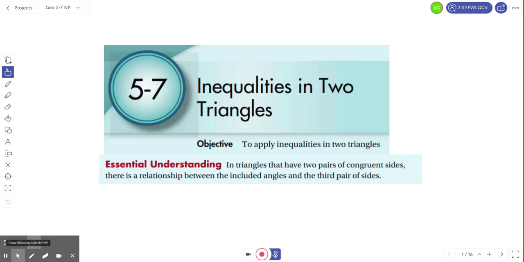All right, so last lesson was inequalities in one triangle. Now we're doing inequalities in two triangles. And we're going to learn that in triangles that have two congruent sides, the relationship between the included angle, that means the angle between those two sides, and the third pair of sides.